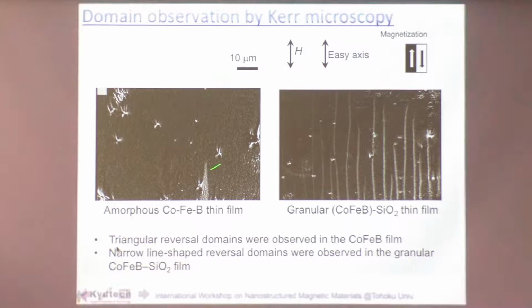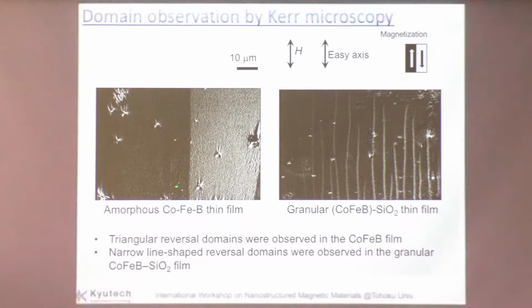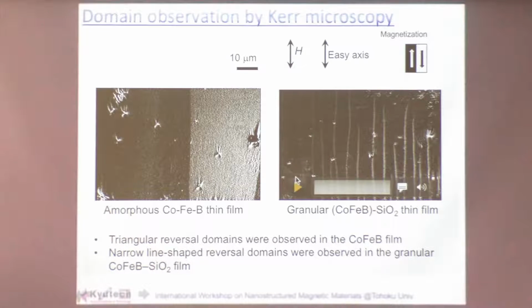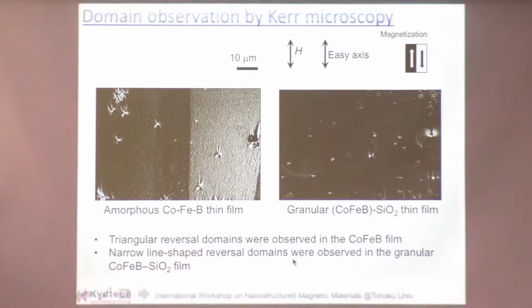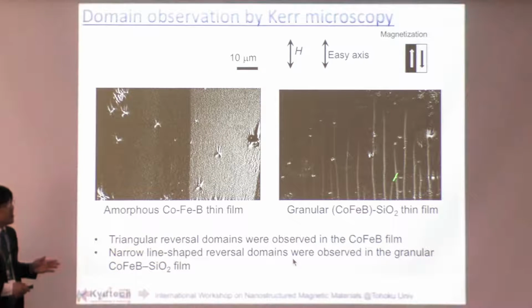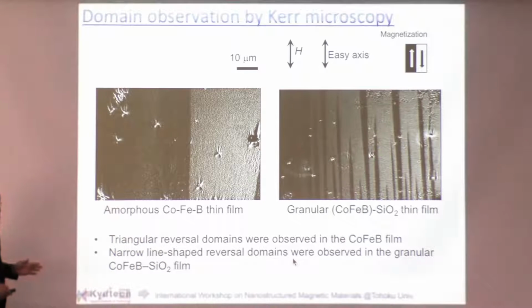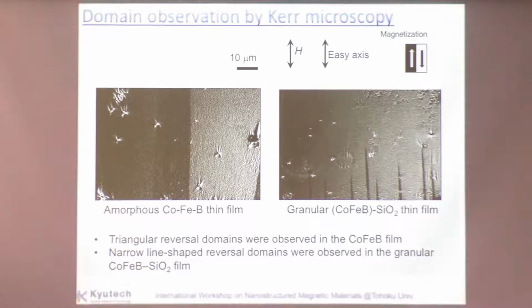Firstly, the dark contrast can be seen, and you can see the nucleation of the reversal domain, and the wall motion and growth of the reversal domain occurred. And in the case of the granular film, the shape of the reversal domain is different, like this. The reversal domain shape is a triangle in the case of the amorphous film, but in the granular film case, a very narrow line-shaped reversal domain can be seen.